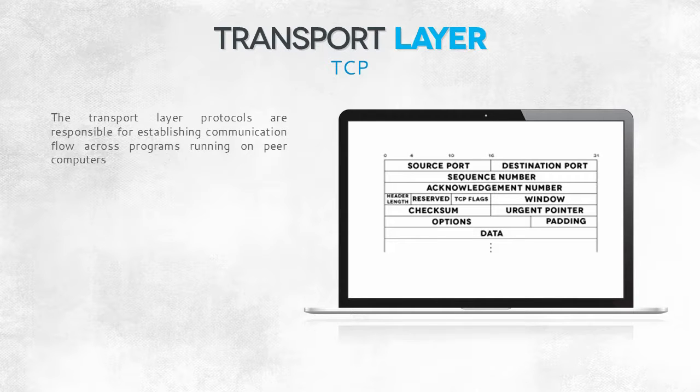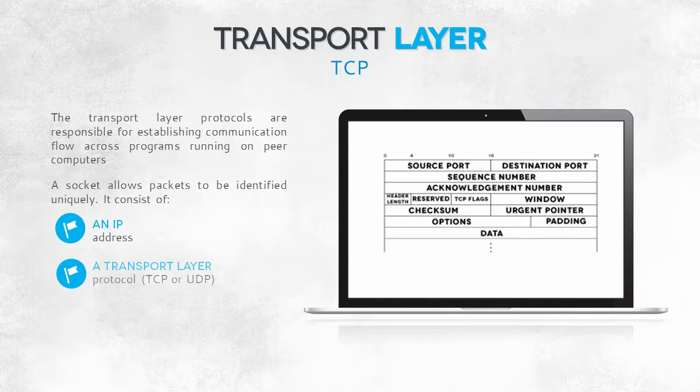This is where the transport layer and the TCP and UDP protocols come into play. These protocols allow us to unambiguously identify communication endpoints, or sockets. Individual sockets consist of an IP address, a name of a transfer layer protocol, such as TCP or UDP, and a port number. One port can only be used by one program at a time.